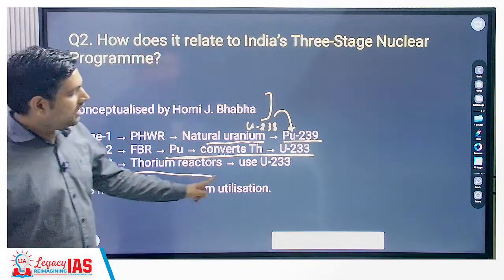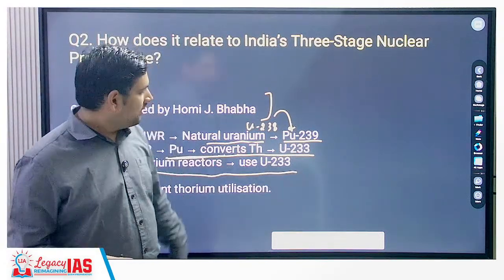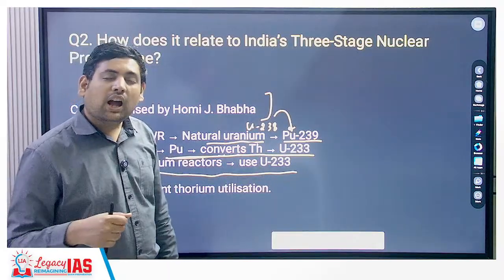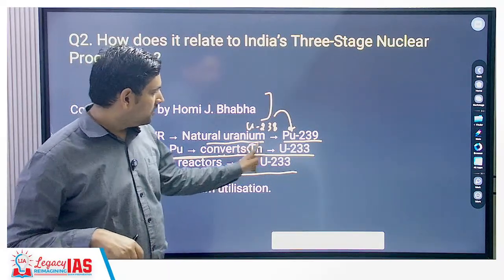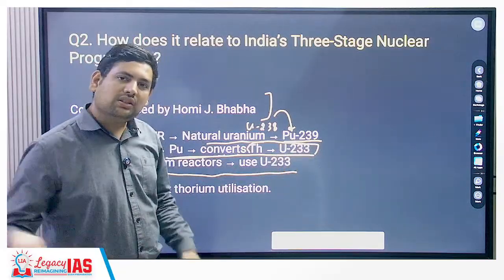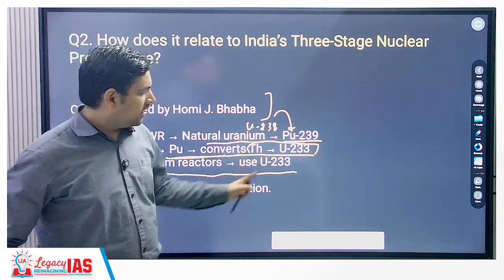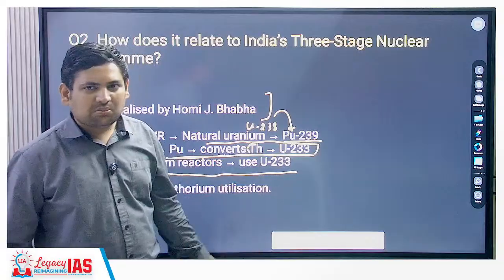Stage 3 is thorium reactors, which directly start using uranium-233. How? By this conversion of thorium to uranium-233. So, constantly we are filling thorium and we are getting this, which is the fissile material.